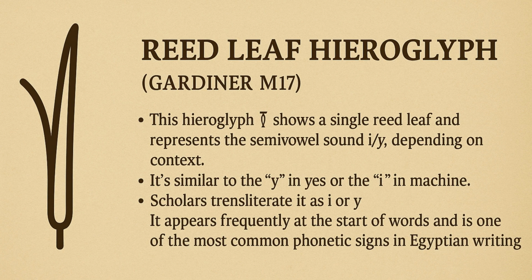2. Reed leaf hieroglyph, Gardiner M17. This hieroglyph shows a single reed leaf and represents the semi-vowel sound I or Y, depending on context. It's similar to the Y in "yes" or the I in "machine." Scholars transliterate it as I or Y. It appears frequently at the start of words and is one of the most common phonetic signs in Egyptian writing.